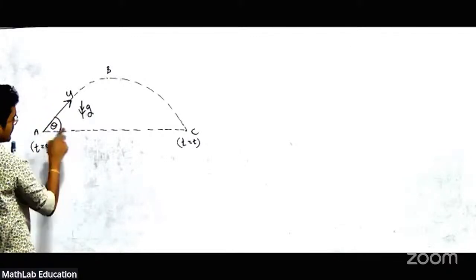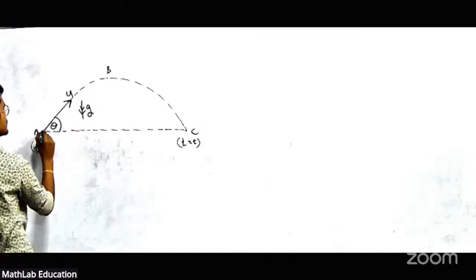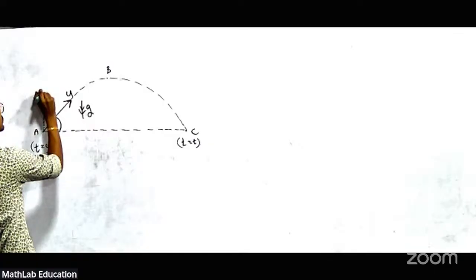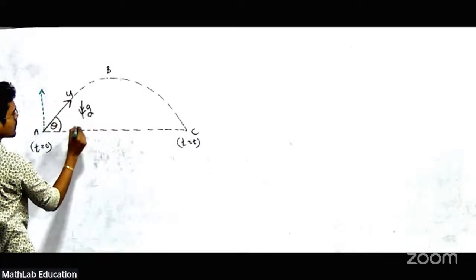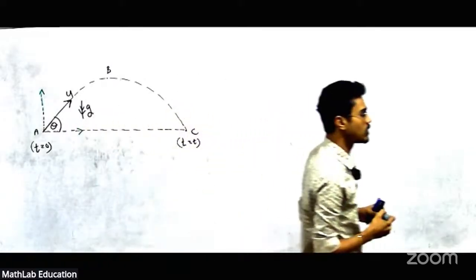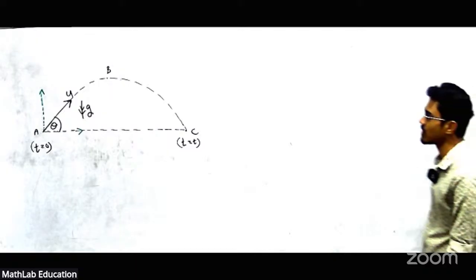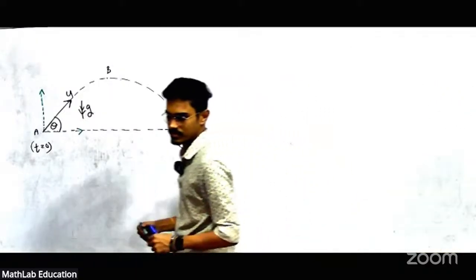If the angle is measured in the horizontal direction, the other direction is going to be the vertical direction, because we can always resolve only along two perpendicular directions. Only along two perpendicular directions. Resolve it. Finish.